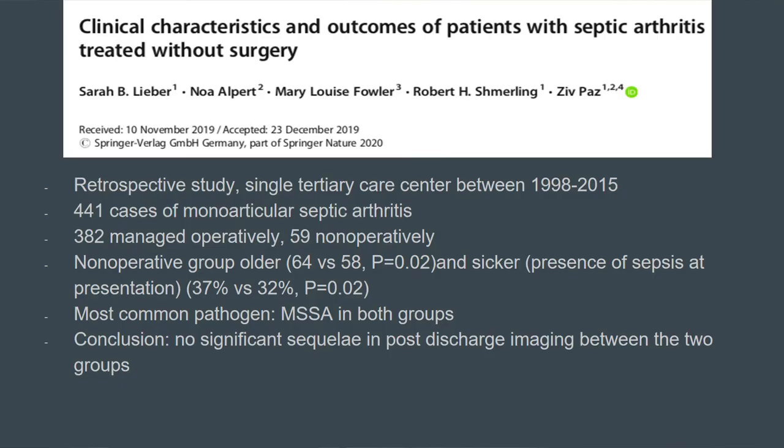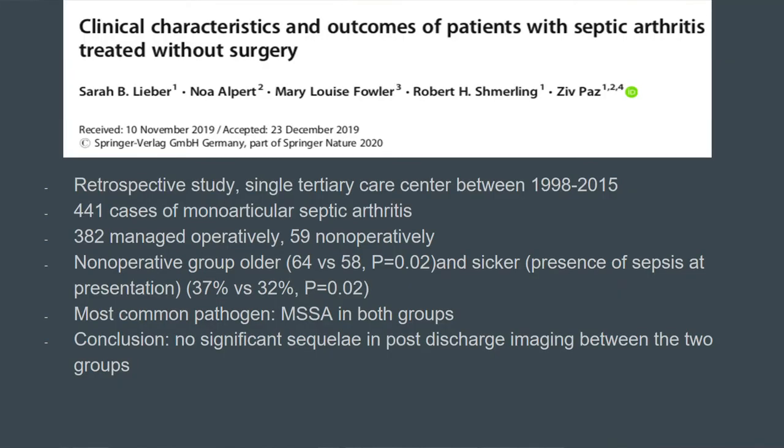And then the last paper talks about the clinical characteristics of patients with septic arthritis. This was a recent paper published in November 2019. Again, a retrospective study at a single tertiary care center between 1998 and 2015. They looked at 441 septic joints. 382 of them were managed operatively versus 59 non-operatively. The only issue is they didn't mention in this study what non-operative means.